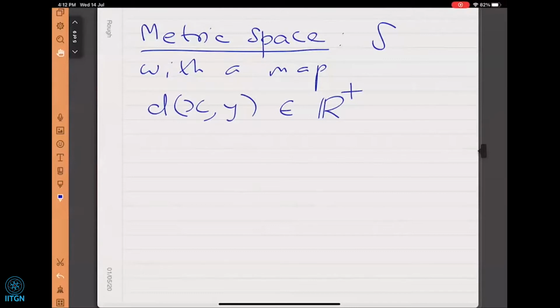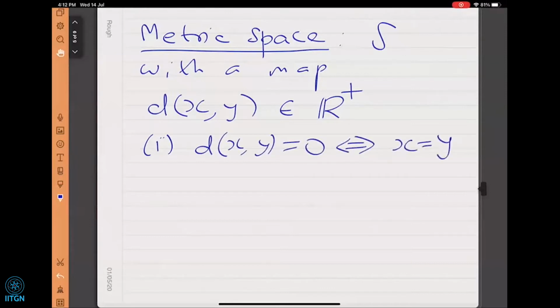Okay, so this D of xy will be called in words the distance between the points X and Y. But to be a metric space, it has to satisfy three axioms. This is always how mathematical definitions are given: you define some structure and then it's a valid structure if it satisfies certain axioms. First axiom is that D of two points X and Y will be 0 if and only if X and Y are the same point. So the only pair of points which have 0 distance between them must be the same point. Any two distinct points should not have that property.